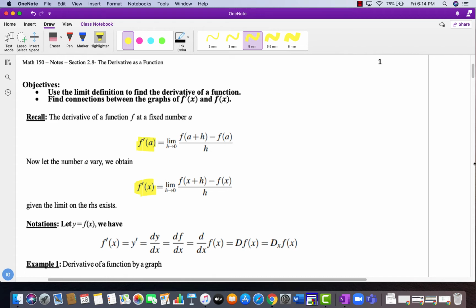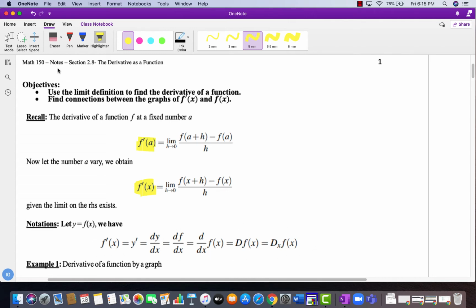Now when we're talking about the derivative of a function, there's different ways that you're going to see either on the textbook or in other places. So we're going to have f prime of x is the same thing as y prime, is the same thing as the derivative of y with respect to x, derivative of f with respect to x, and so on. So all this means the derivative of a function.